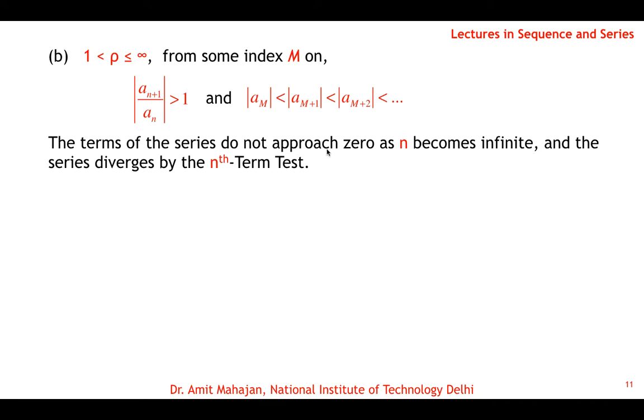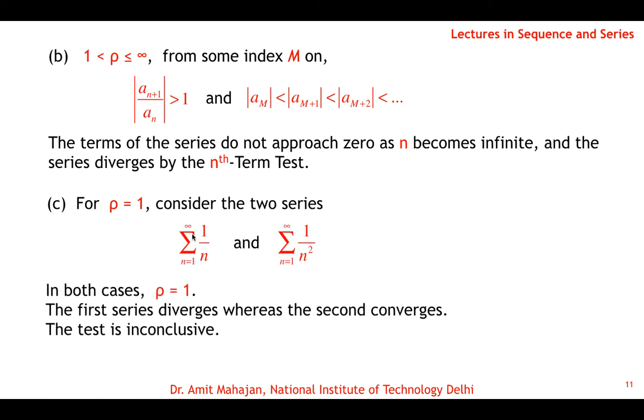So the nth term test for divergence says that the series will diverge if rho is greater than 1. Okay, so that's the second case. The third case is what happens when rho is 1. Here we have two counterexamples to prove that there could be convergence or there may be divergence. So we cannot predict from here.